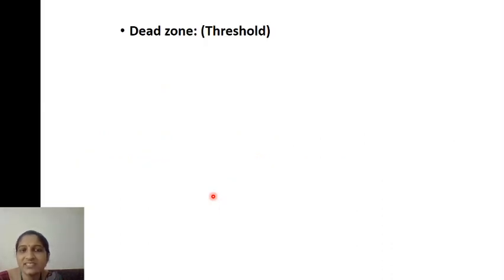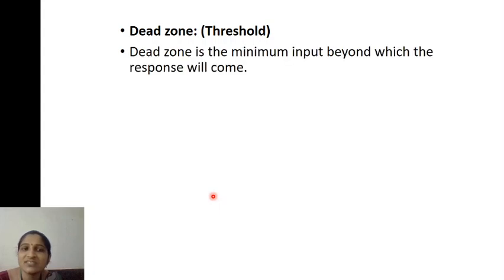Dead zone. This dead zone is also called the threshold. Dead zone is the minimum input beyond which the response will come. You are providing some input and you get output only after some value of input. The minimum amount of input after which you get the output is called the dead zone, or threshold.